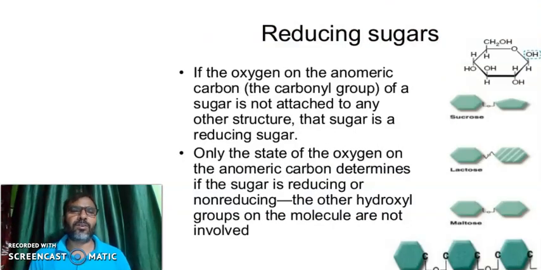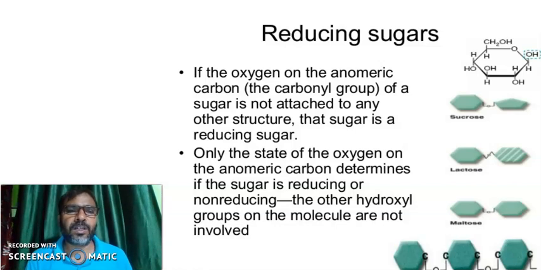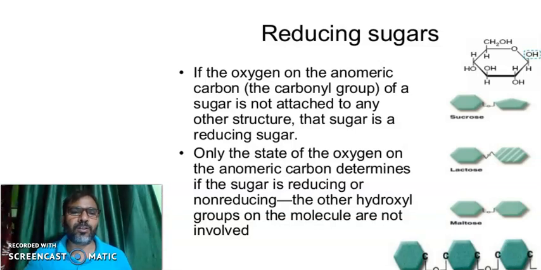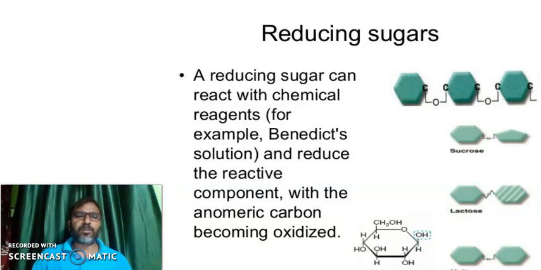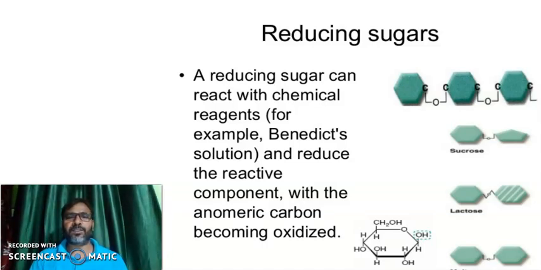Now reducing sugar. If the oxygen on the anomeric carbon, the carbonyl group of a sugar, is not attached to any other structure, that sugar is a reducing sugar. Only the state of the oxygen on the anomeric carbon determines if the sugar is reducing or not. The other hydroxyl groups on the molecule are not involved. So sucrose, lactose, maltose. A reducing sugar can react with a chemical reagent, for example Benedict's solution, and reduce the reactive component with the anomeric carbon becoming oxidized.